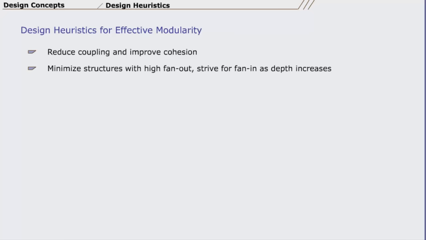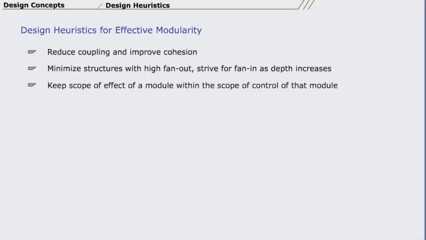Design heuristics for effective modularity. Evaluate the first iteration of the program structure to reduce coupling and improve cohesion. Attempt to minimize structures with high fan-out. Strive for fan-in as depth increases. Keep scope of effect of a module within the scope of control of that module.